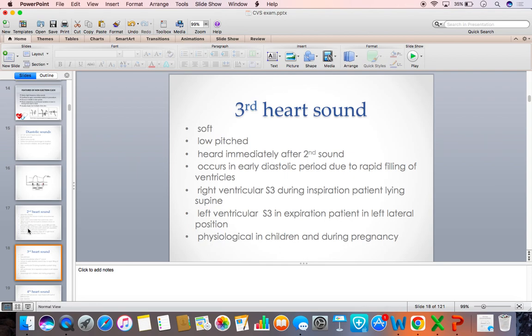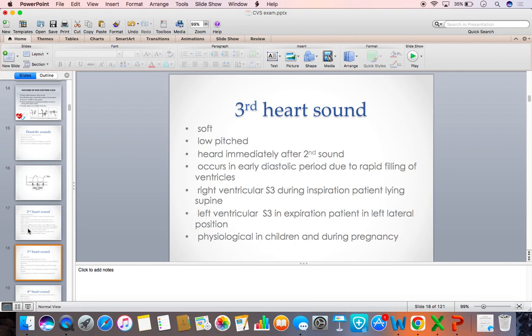Third heart sound is soft, low pitched, heard immediately after the second heart sound. It occurs early in the diastole, right? Right side gallop is appreciated in deep inspiration with the patient lying supine. Left ventricular S3 is appreciated in deep expiration, patient lying in left lateral position. Third heart sound is physiological in children and pregnancy, abnormal in adults.